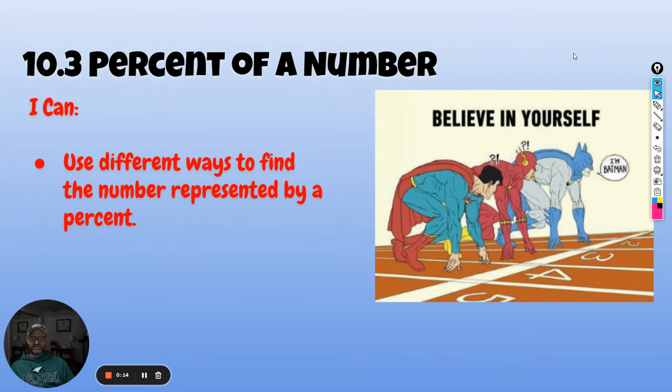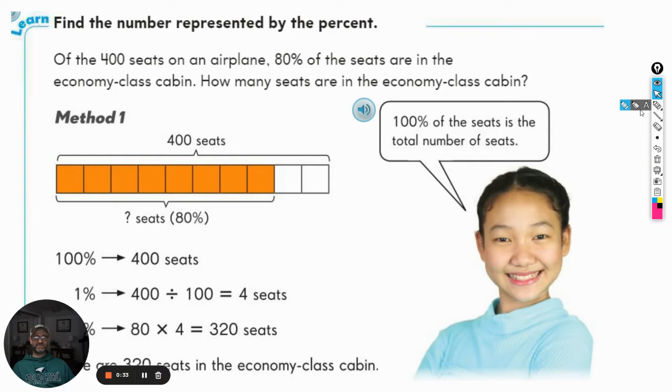Today we're going to look at different ways to find the number represented by a percent or percentage of a number. This is shopping. If you've ever seen anything with any sort of percentage discount, this is your skill. This is your time. I am very much an on-sale shopper, and I'm all about calculating percentages of discounts. So let's do it to it.